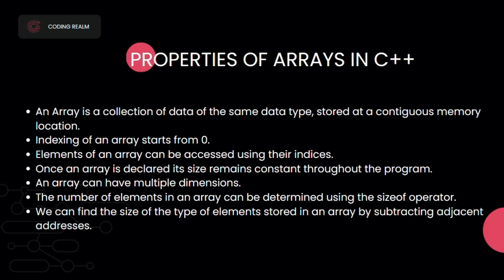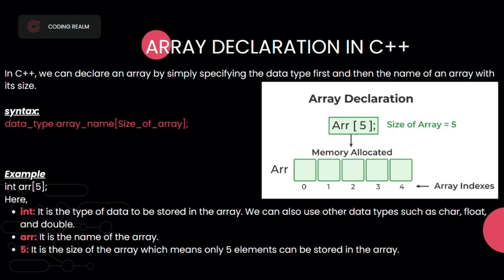An array can have multiple dimensions. The number of elements in an array can be determined using the sizeof operator. We can find the size of the type of elements stored in an array by subtracting adjacent addresses. We will show all these properties in the next video when I solve problems about arrays in C++.